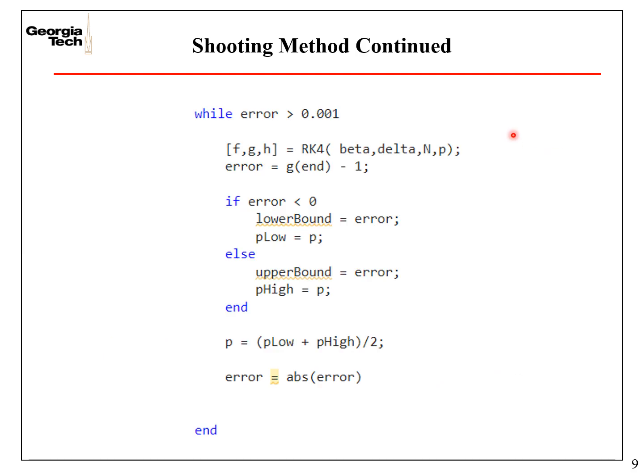So here we just visualize the shooting method within our code. The error is less than a given amount that we set. We compute the Runge Kutta method and compute the error. If the error is negative, we change one of the bounds, and if it's positive, we change the other bound. We compute the new guess for h, which we call here p, and then we keep running it until the error satisfies our condition.